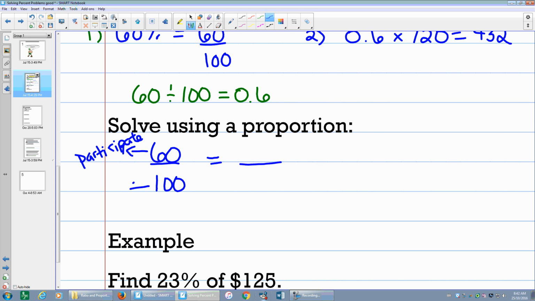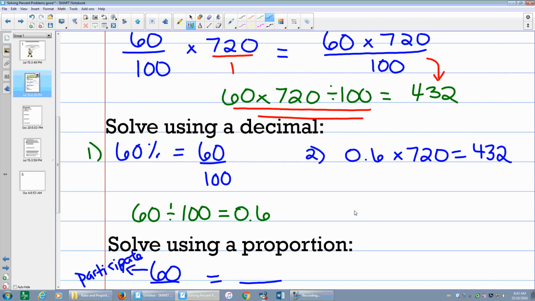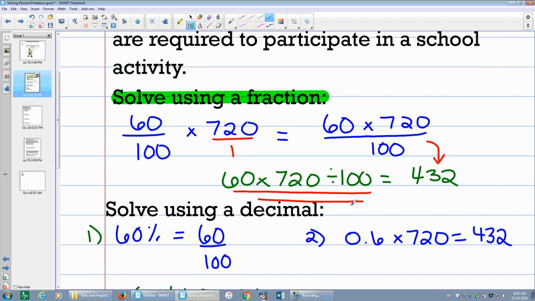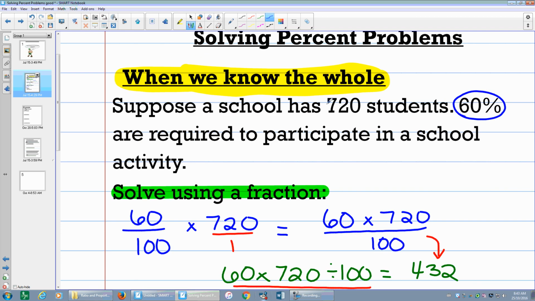The 100 here is representing the total number of students. That's what the percentage means. 60% participate out of all of the students. So when I'm setting up my proportion, we know that they gave me a number of 700. Suppose the school has 720 students.